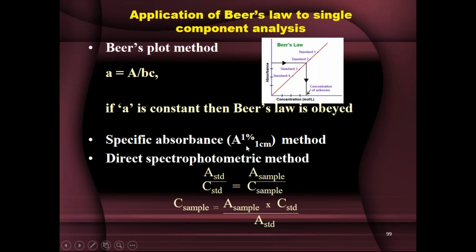You'll get it from reference books, and when you divide your absorbance by the specific absorbance, then you will get the concentration. It's a very short method since you are preparing only one solution, but you need to be very accurate with the sample preparation. Even in Beer's plot, the sample has to be prepared very accurately.